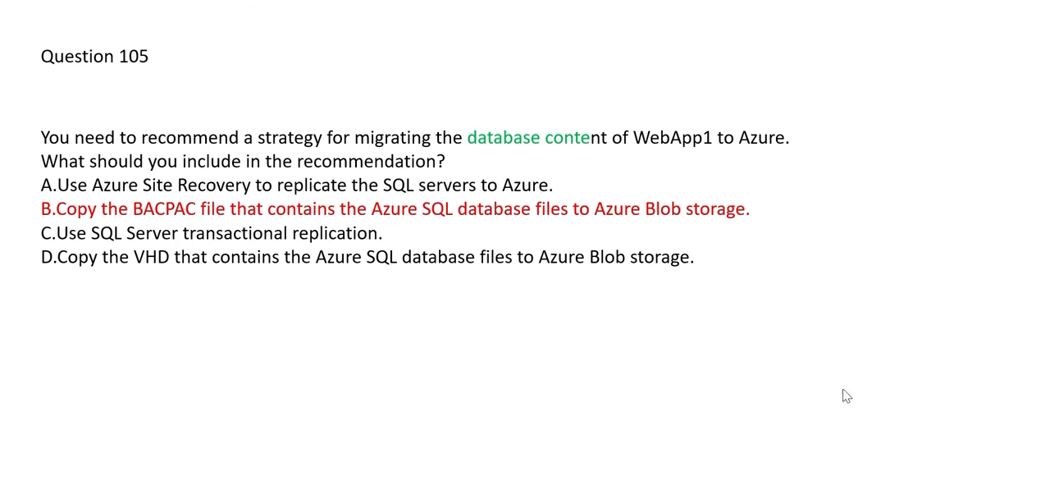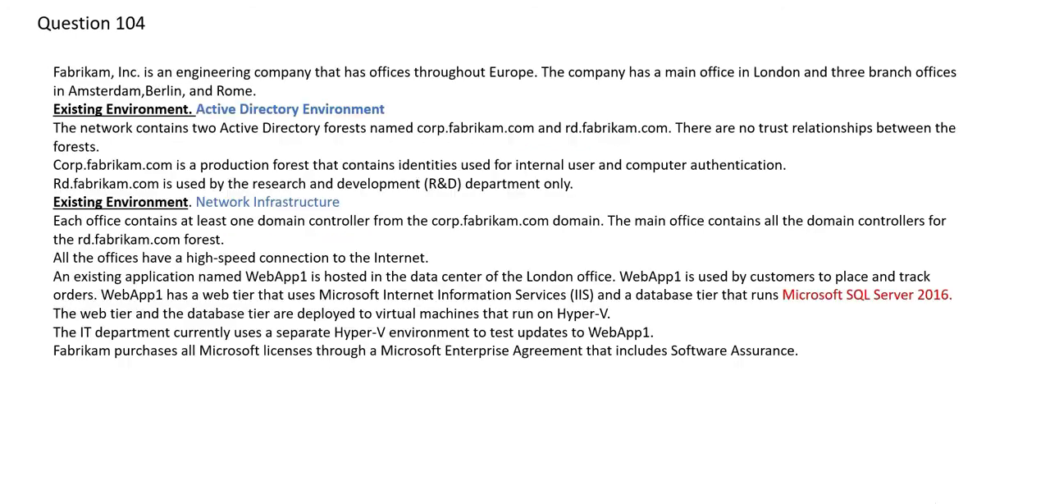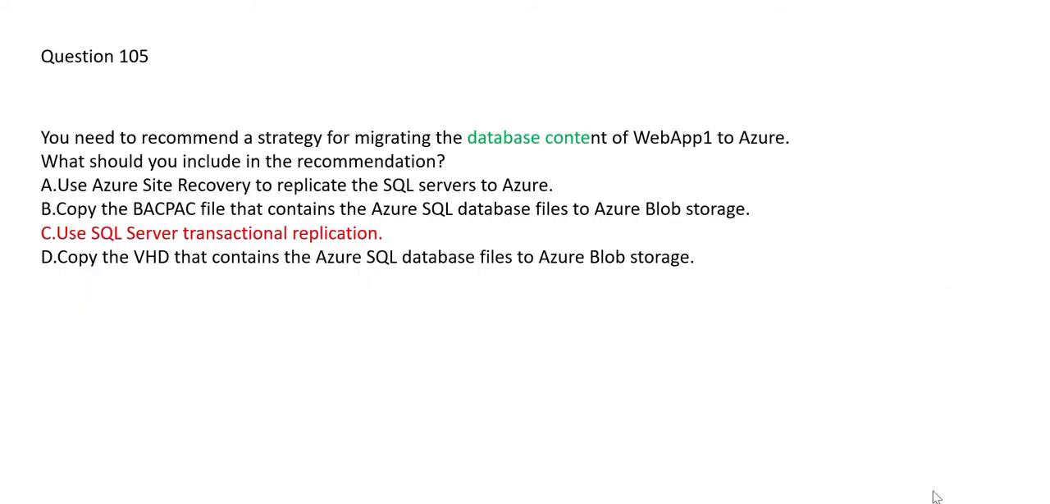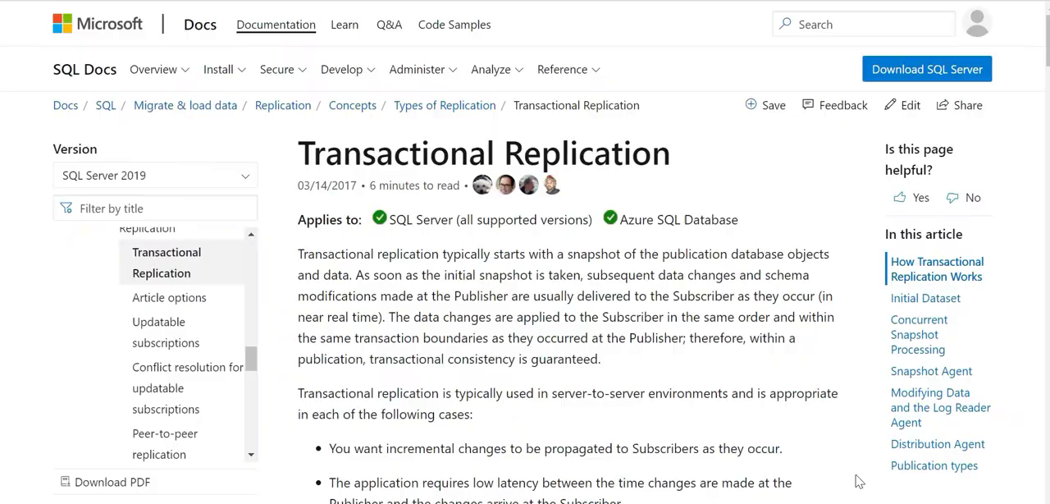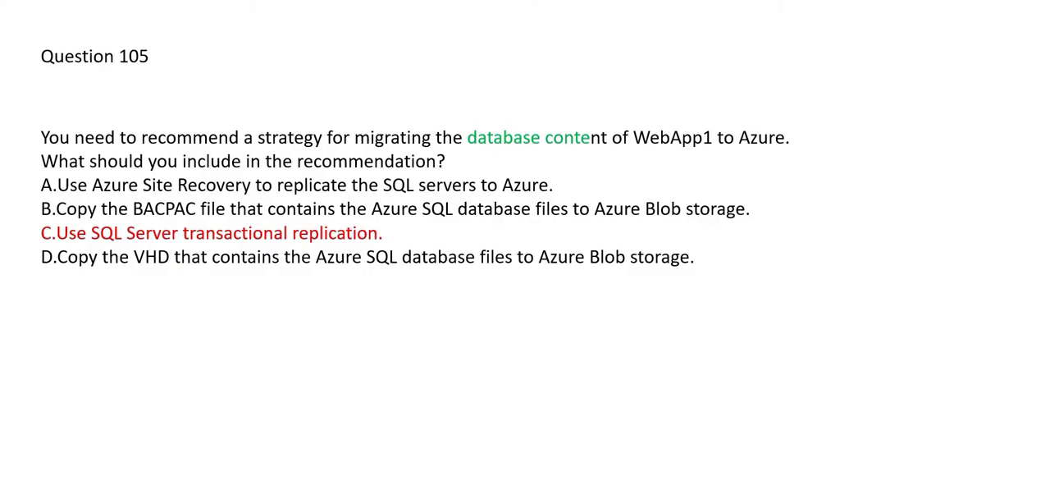So B is wrong. And then this one says use SQL Server transactional replication. The current environment has SQL Server. You see this case study, it says it is on Microsoft SQL Server, so this looks correct. And this is transactional replication. So what is transactional replication? If you see this, transactional replication starts with a snapshot of the publication database objects and data. It's a snapshot of the database. So you can decide what portion you want to move to Azure, and that snapshot you can take forward. So this option seems correct, but let's also see option D.